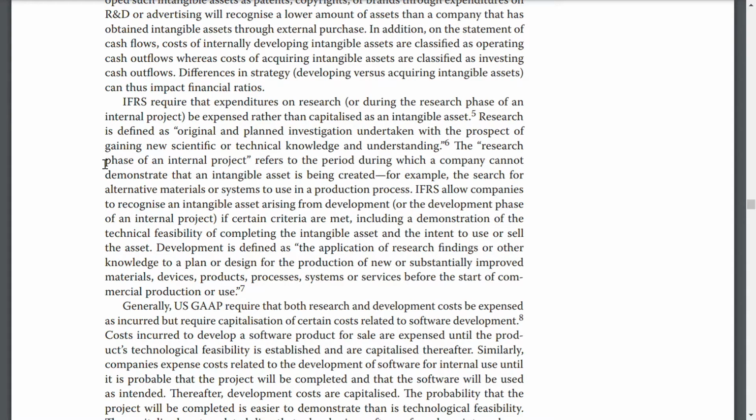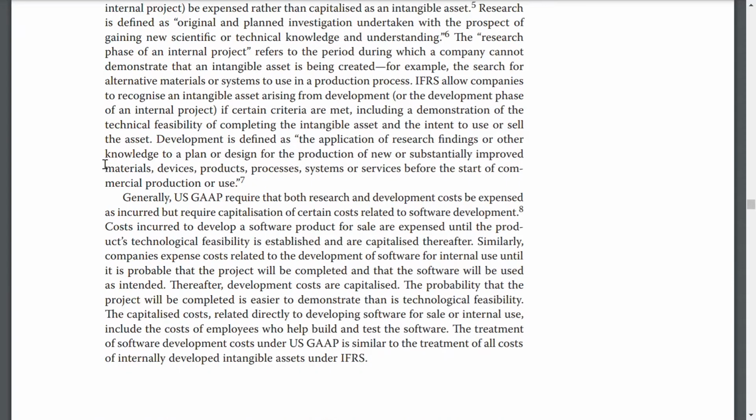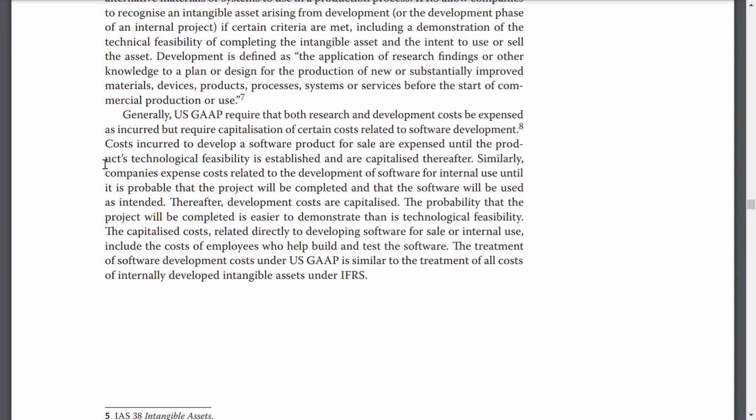IFRS allows companies to recognize an intangible asset arising from development if certain criteria are met, including a demonstration of the technical feasibility of completing the intangible asset and the intent to use or sell the asset. Development is defined as the application of a research finding and other knowledge to the plan or design for the production of new or substantially improved materials, devices, products, processes, systems, or services before the start of commercial production or use. Generally, US GAAP requires that both research and development costs be expensed as incurred, but requires capitalization of certain costs related to software development.